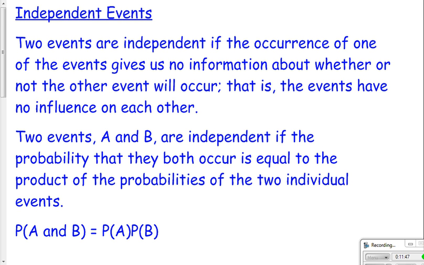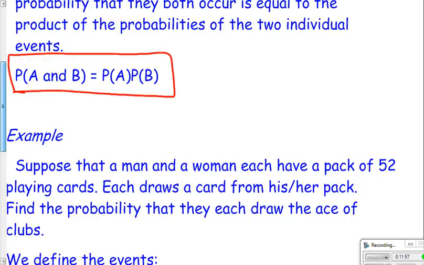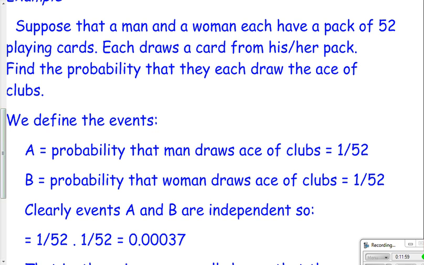That is, the events have nothing to do, no bearing one on the other. If two events are independent, then if you want to find the probability of both of them happening, you can just multiply the individual probabilities together. So for instance, if you had two people who each had their own pack of regular playing cards, and we wanted to define the events as the probability that each of them draws the ace of clubs. So A is the probability that the man draws the ace of clubs, B is the probability that the woman draws an ace of clubs.